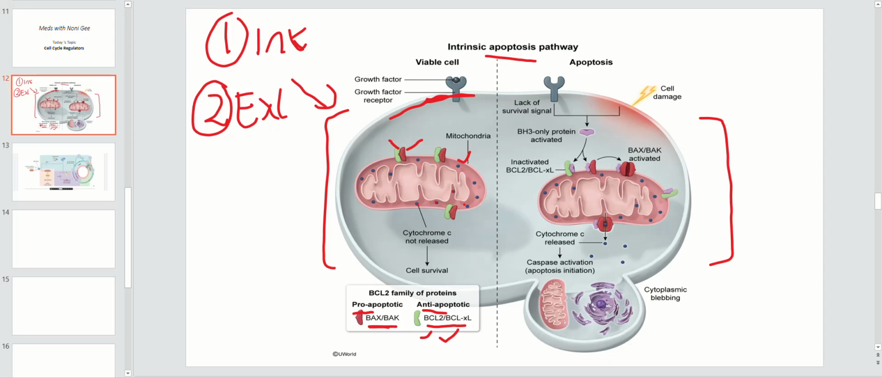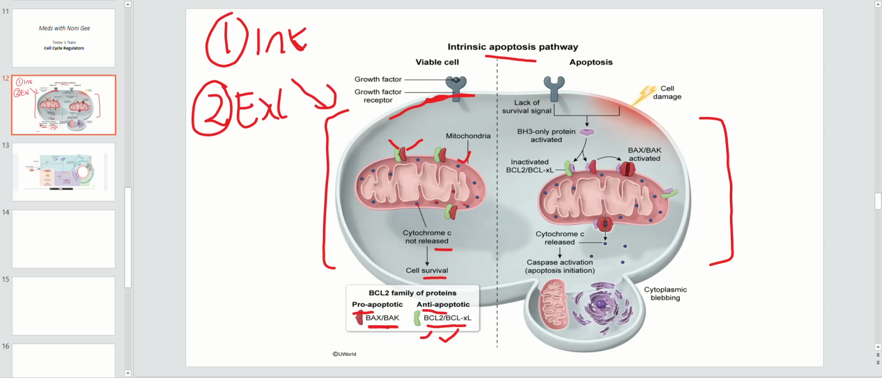So growth factor binds with the receptor, and it causes the cells to survive. BCL2 binds with BAX and doesn't let the cytochrome C be released, right? Cytochrome C is not released, and that gives the signal that the cell should survive. That is one thing that happened.